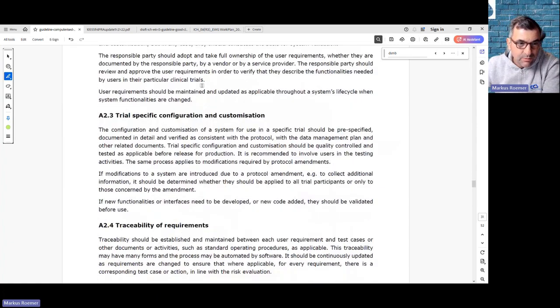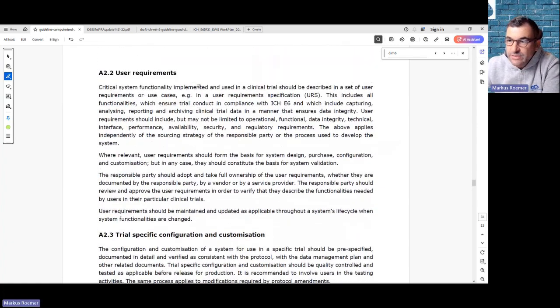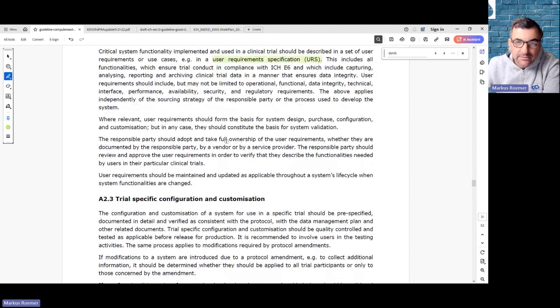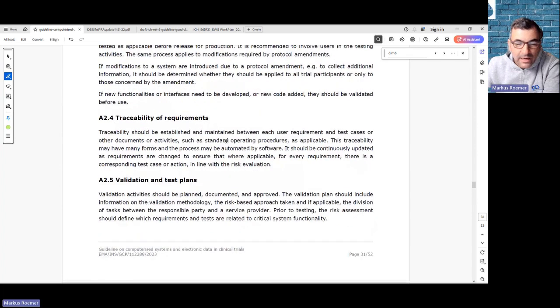Then we have the user requirements. Try to use digital solutions for that. Don't write a user requirement specification in a Word document ending up as a 120-page document. There are cooler solutions on the market. Atlassian Confluence, Atlassian Jira, whatever.